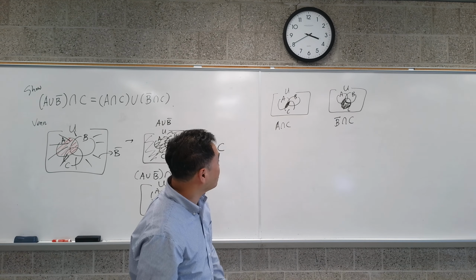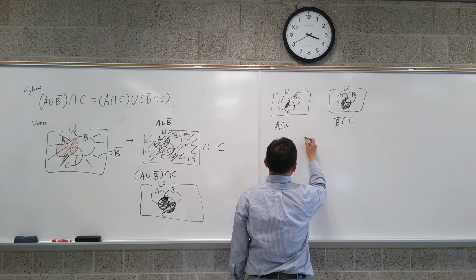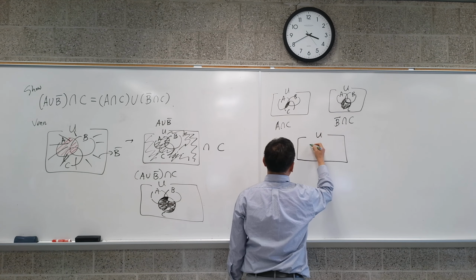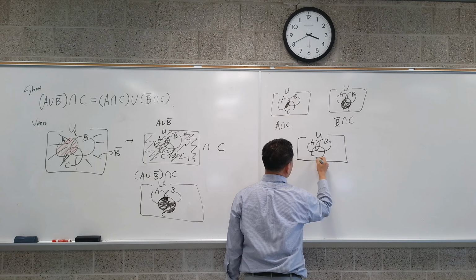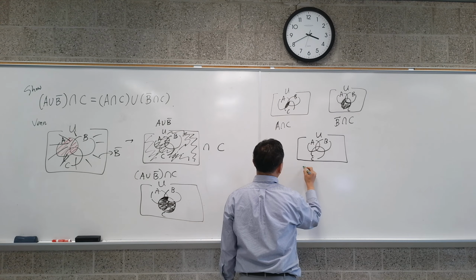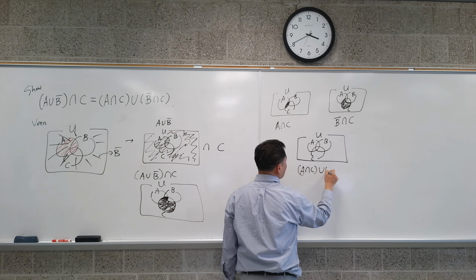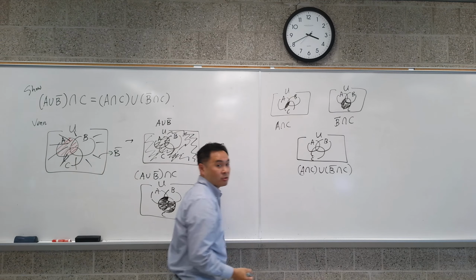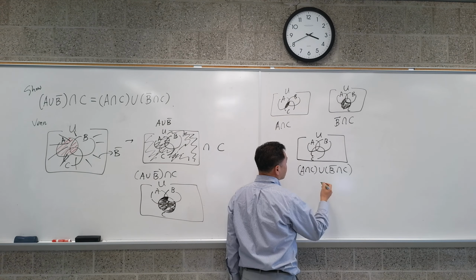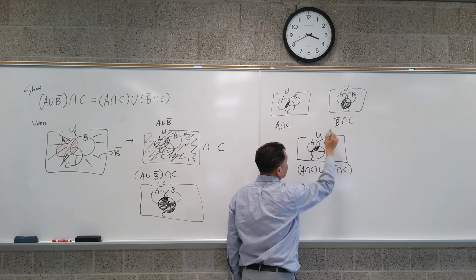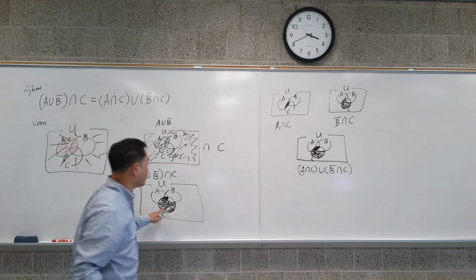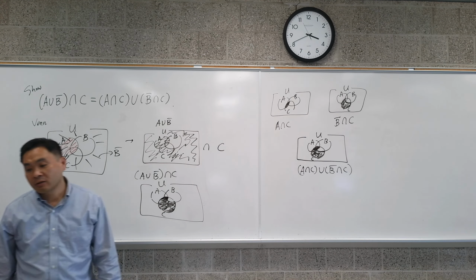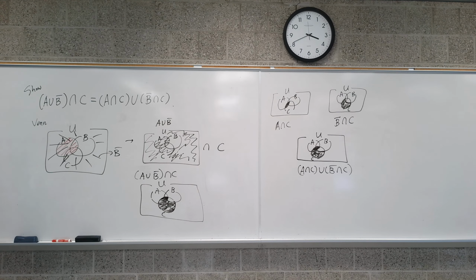And then you now put them together, which means you combine the two shadings, right? So now you have A intersect C, union B bar intersect C, that's what you get. And then since this one is here, that one is here, the resulting picture is this, which is exactly the same as this one, right? So by the Venn diagram, we've shown that the two sets are equal.